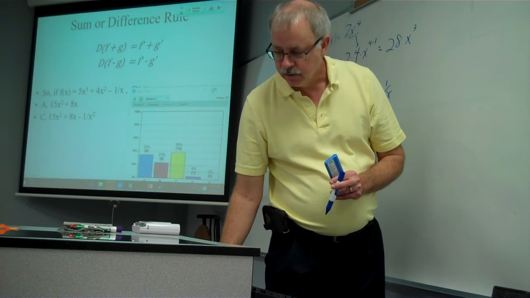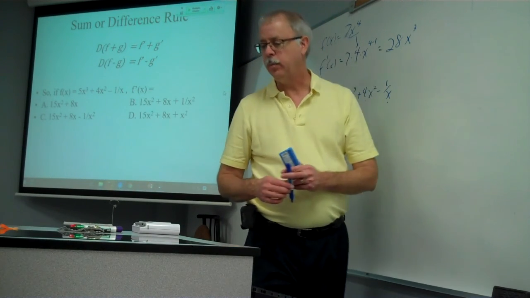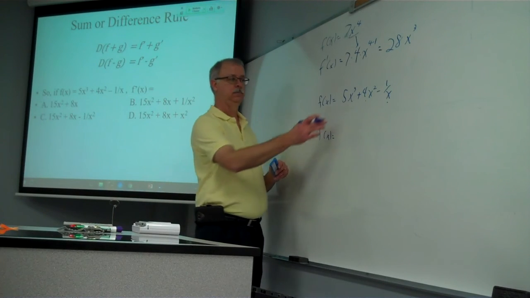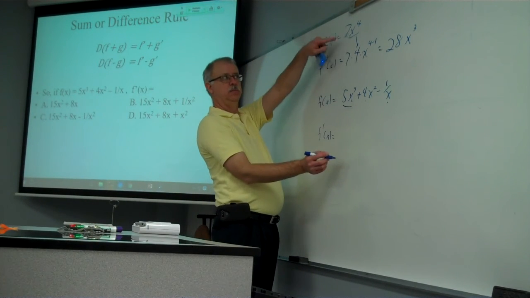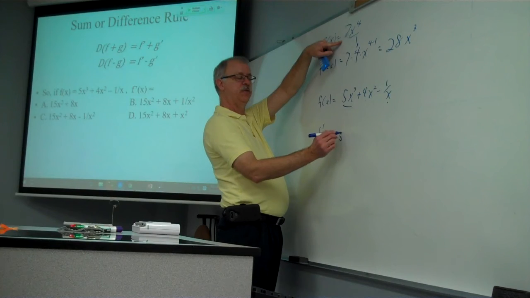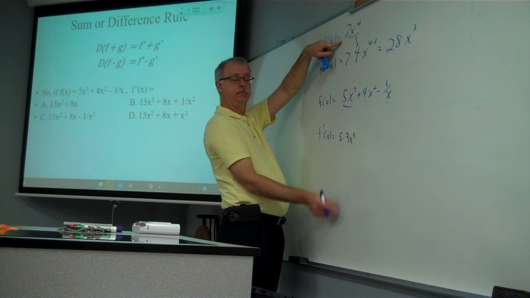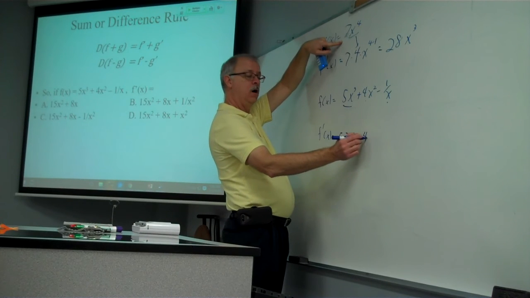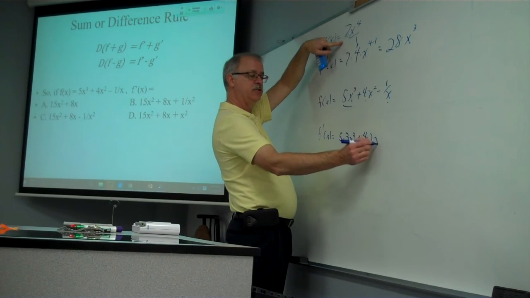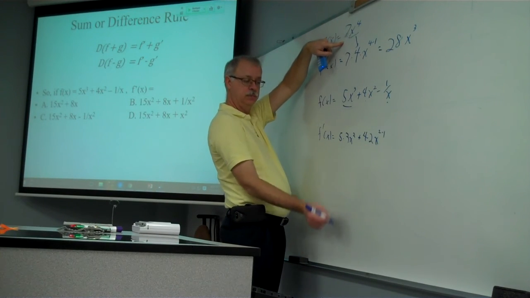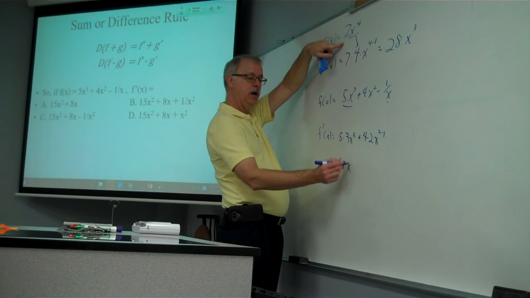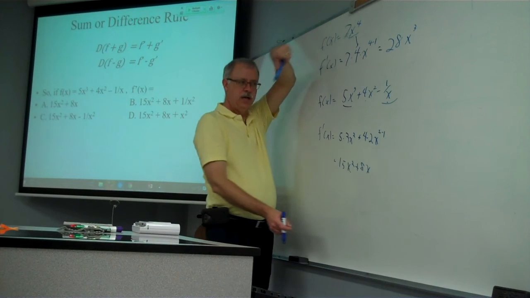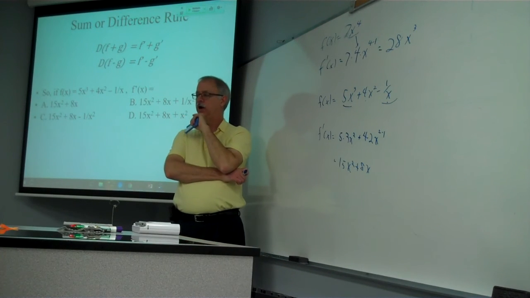Let's see, A, B, and C were all common answers. A, B, and C all start the same way. This, much like we did here, derivative is 5 times 3x squared. This one, 4 times 2x to the 2 minus first. So we do get a 15x squared and 8x. The question is, what's going to happen to this minus 1 over x?